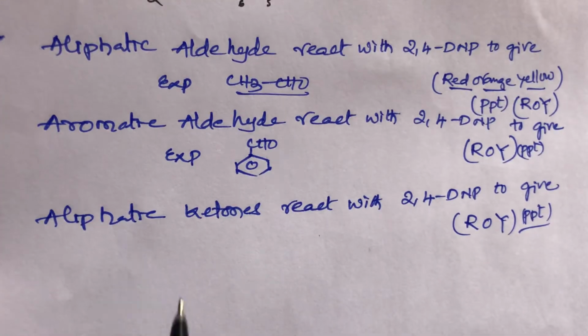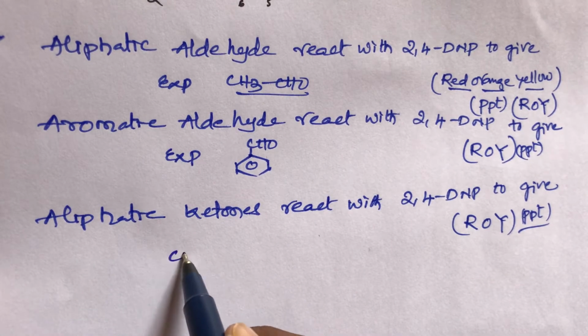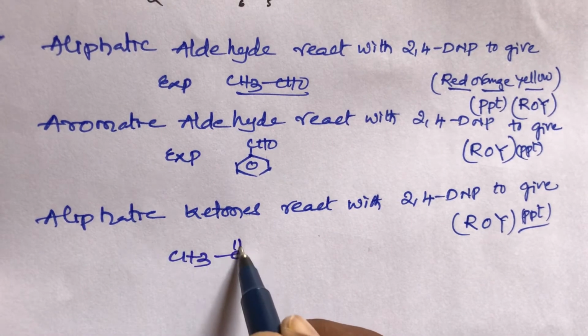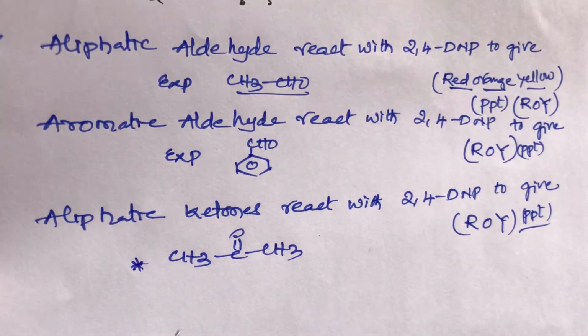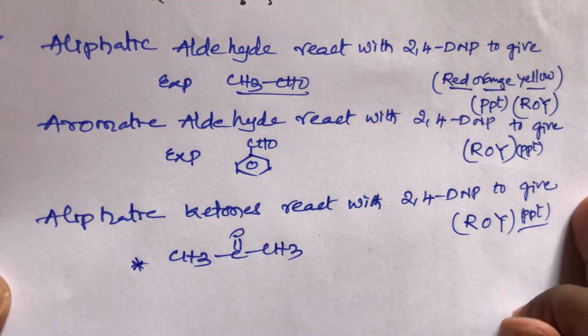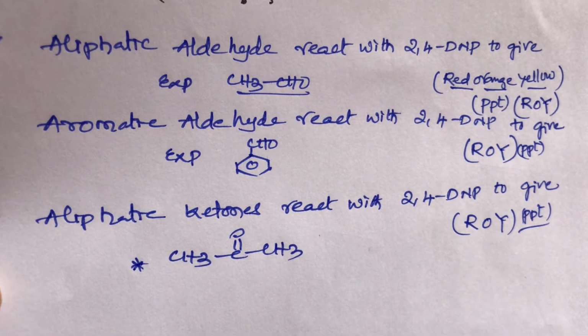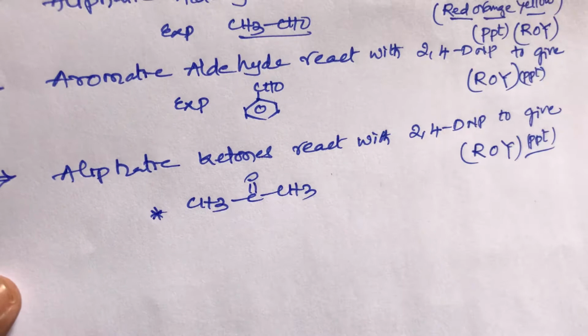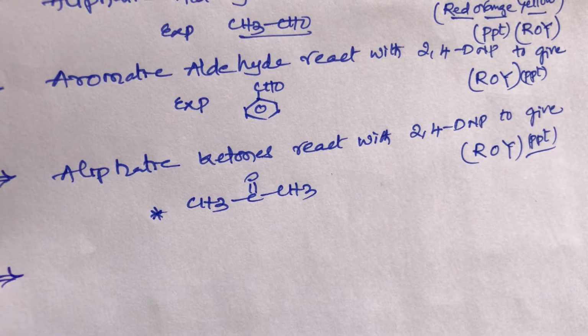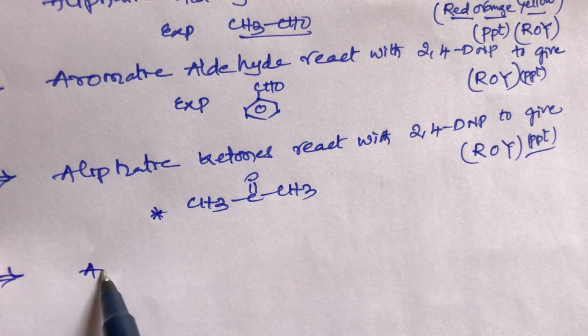This is also for aliphatic ketones, for example acetone. Acetone reacts with 2,4-DNP to give a red, orange, yellow precipitate, a mixed precipitate. Next one, aromatic aldehydes and aromatic ketones also give the same thing.